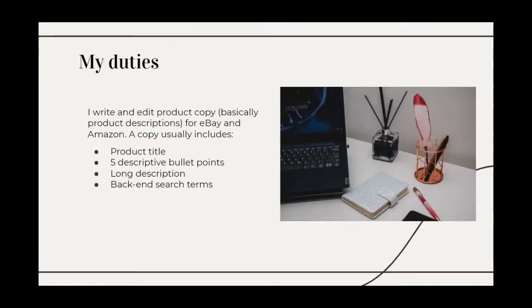So my day-to-day duties include writing and editing product copy for eBay and Amazon listings. So product copy is basically a product description, and it usually includes four components: a product title, five descriptive bullet points, a long description, plus back-end search terms.